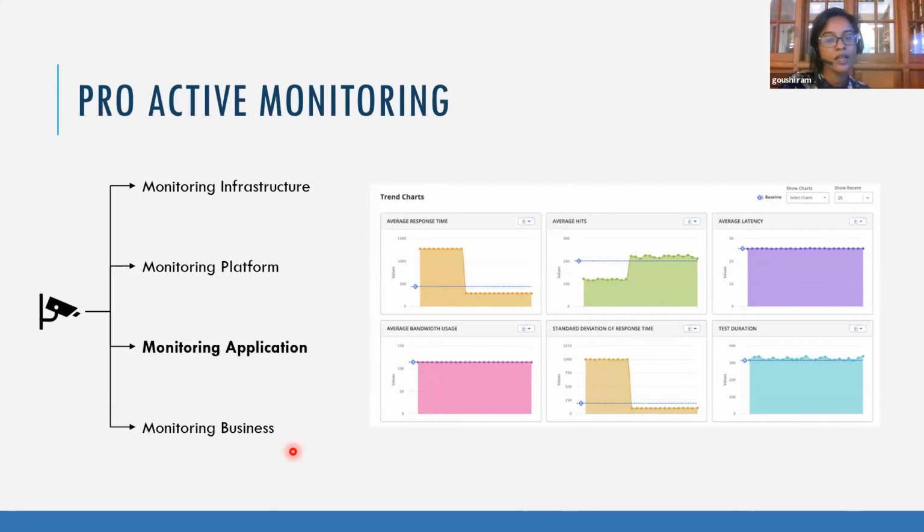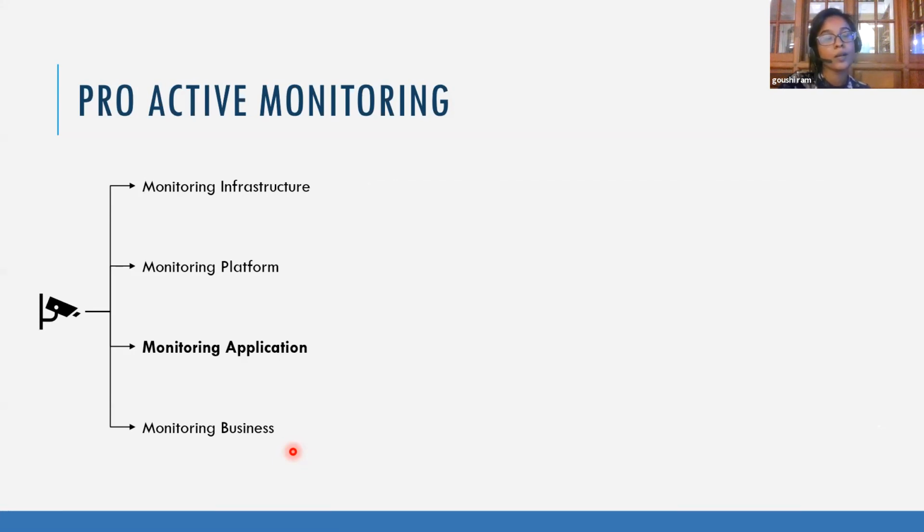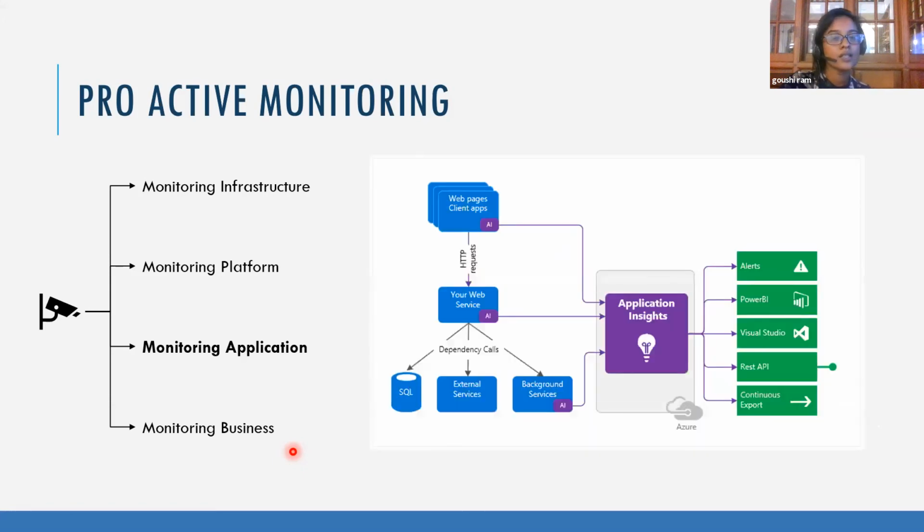The next thing is we can monitor the application performance after the release. So for this, we may monitor the client apps, the web services, the background services, and create reports or alerts depending on the real-time performance of the application. So this is how Azure App Insights handles the proactive monitoring of application.